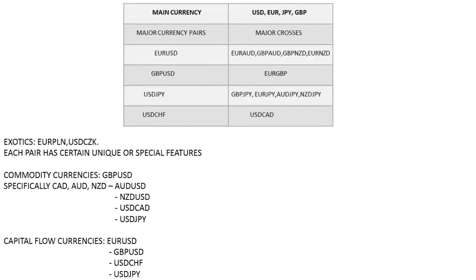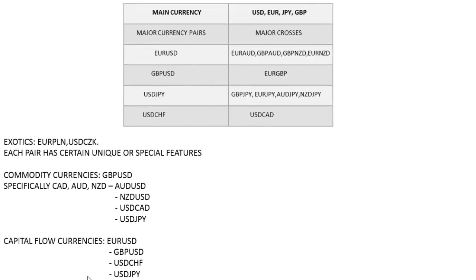Now if you take a look at commodity currencies, meaning your pound dollar, your AUD dollar, your New Zealand dollar, your US dollar CAD, your US dollar Japanese yen, these are commodity currencies, specifically CAD, AUD, NZD. And now if you look at capital flow currencies, meaning your euro US dollar, your pound dollar, your US dollar Swiss franc, and your US dollar Japanese yen, these are your capital flow currencies. These ones are moved by commodities, and these ones are moved by capital flow.